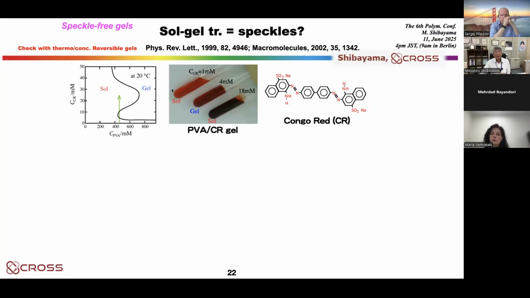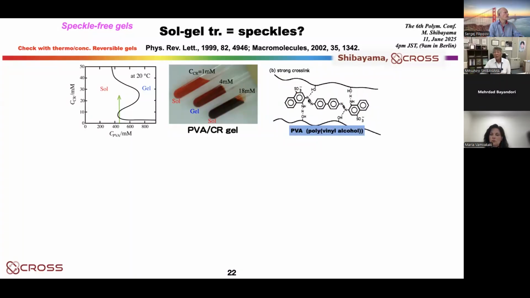And we did some cases with polyvinyl alcohol and a conglomerate. This is the conglomerate molecule. In the case of polyvinyl alcohol with the conglomerate, there is some hydrogen bonding, and then it undergoes a sol-gel transition. What's more interesting was that it undergoes the sol-gel transition simply by changing the conglomerate concentration. At a conglomerate concentration of 1 millimolar, it's a sol, and at 4 millimolar, it's a gel, and a further increase in the concentration becomes a stronger gel, as you see from the meniscus.